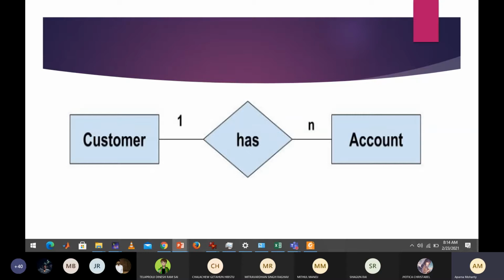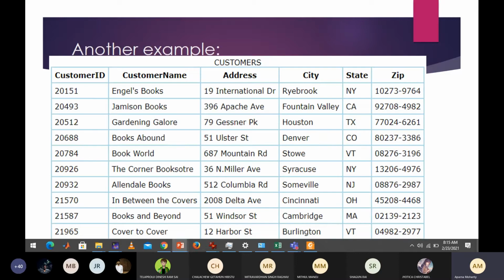Okay, so this is a one to many relationship. A single customer can have multiple accounts. This is a simple example, so let me give you some more detail on this. Suppose this is the customer ID, and the customer name, address, and all details are there in this table.